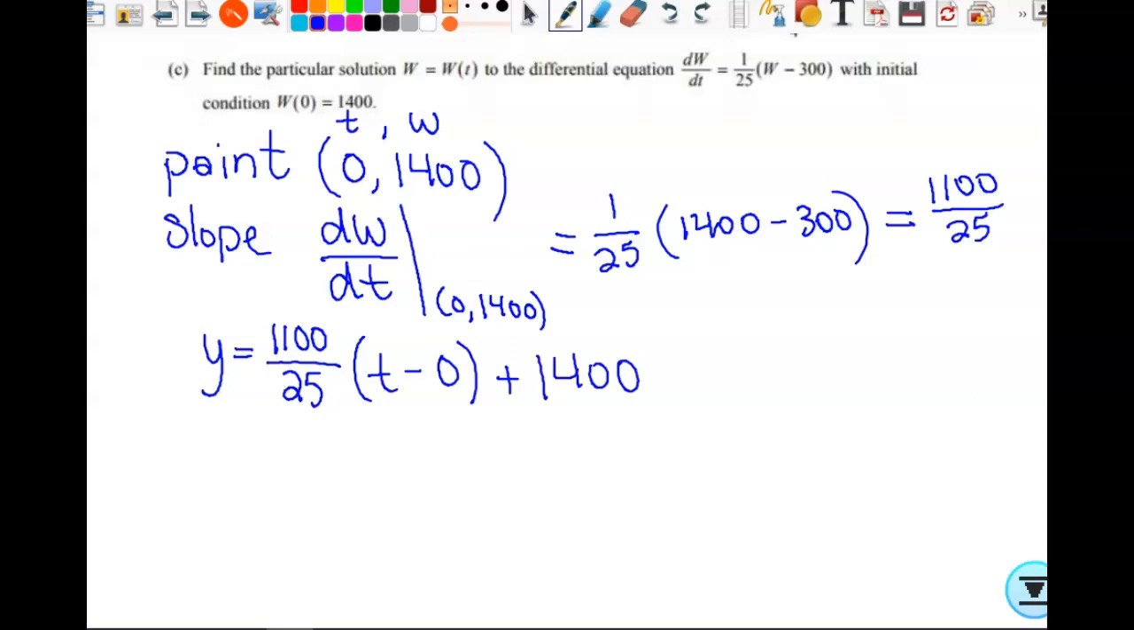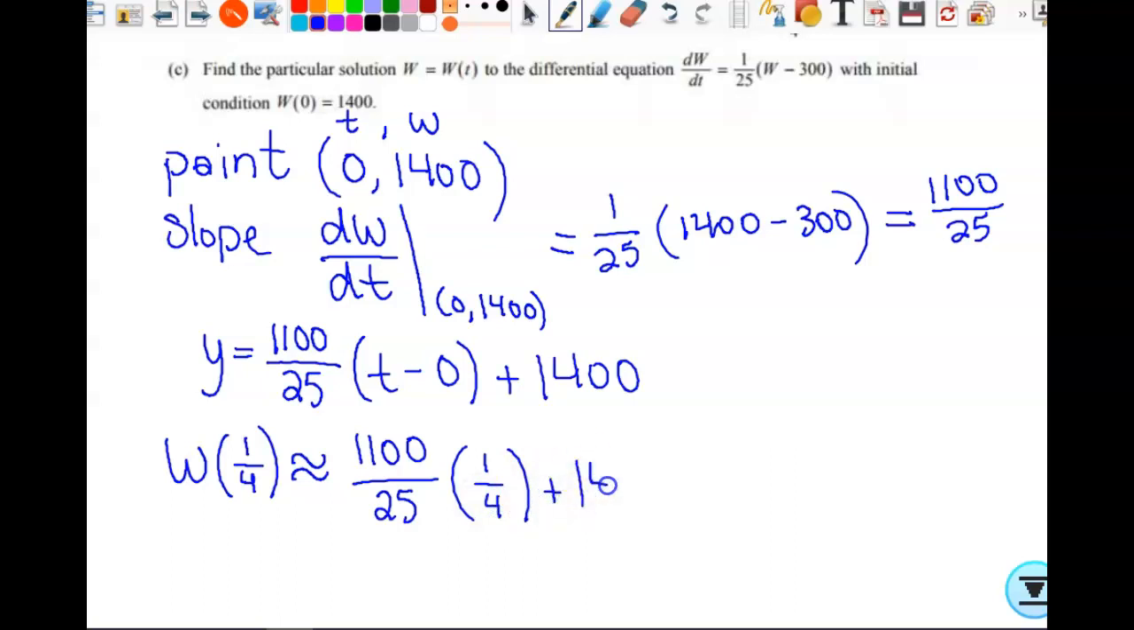Now it says use this tangent line to approximate W at t equals 1/4. I want to be clear in my communication, so I don't want to use an equal sign there. That's misuse of equality, and we are making a substitution. So t equals 1/4. 1/4 minus 0 is just 1/4, plus 1,400. Can I leave my answer like this? As long as I put my units, that's tons. But this works out really nicely. 25 times 4 is 100, and 1,100 divided by 100 is 11. So I could just clean that one up. Tons.